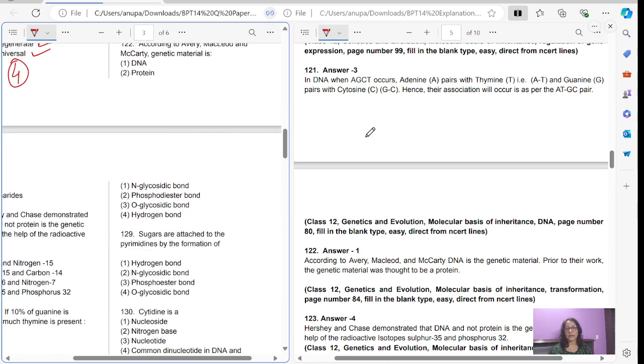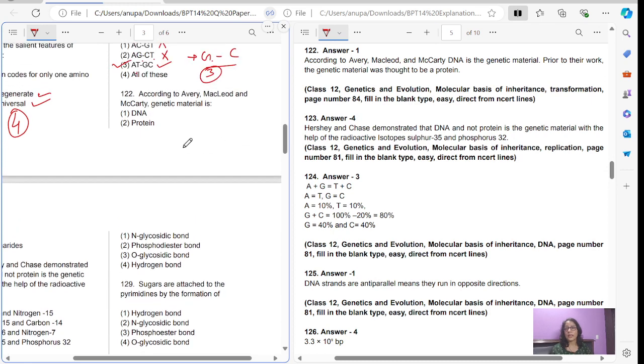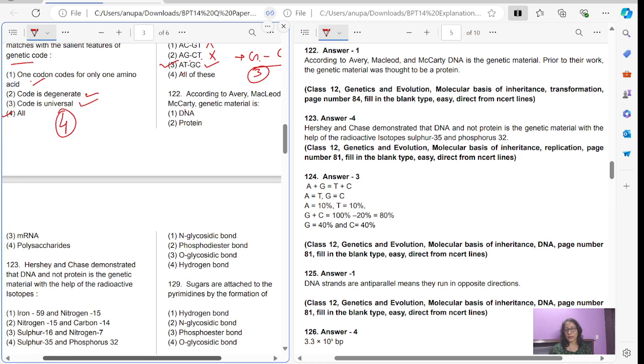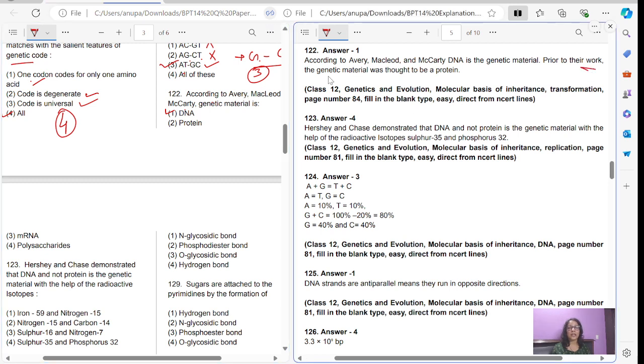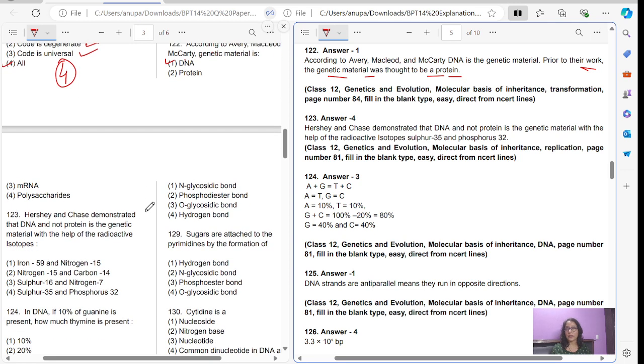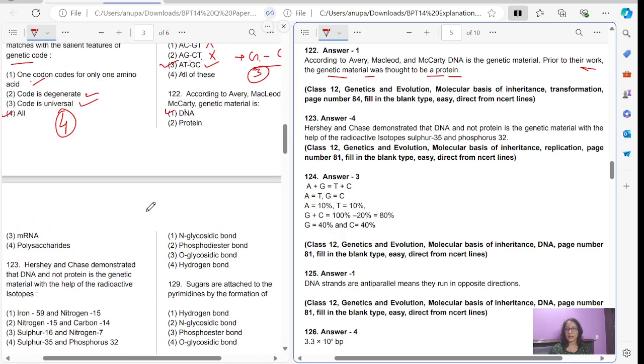Now let's move to the next question, that is question number 122. It says that according to Avery, McLeod and McCarthy, genetic material is. So it is also a memory-based question. You have to learn that according to Avery, McLeod and McCarthy, which was genetic material, whether it was DNA, protein, or let's see the other options, that is mRNA or polysaccharide. So the answer will be DNA. According to Avery, McLeod and McCarthy, genetic material is DNA. And prior to their work, the genetic material was thought to be a protein. Prior to their work, protein was considered as genetic material, but they proved that DNA is the genetic material.